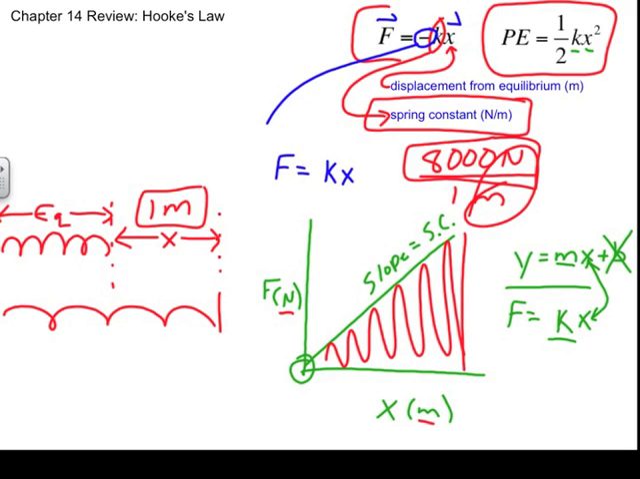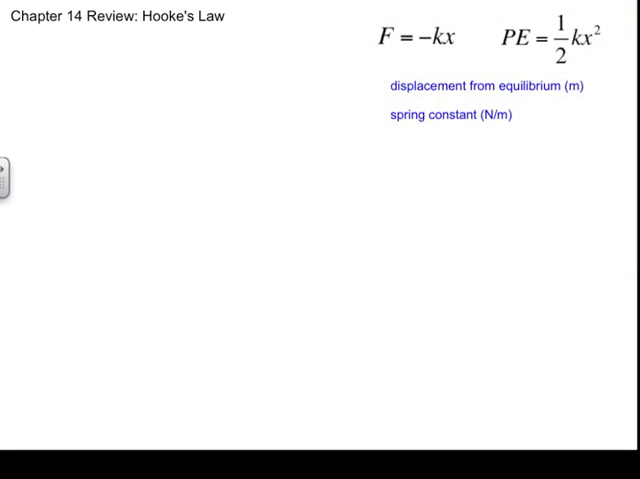All we are saying there is you need to keep track of the directions yourself, and really we're just looking at the magnitudes of things here. We're saying that the magnitude of force is going to be equal to the spring constant, which is a scalar, times the magnitude of the displacement from equilibrium. So let's take a look at a problem.